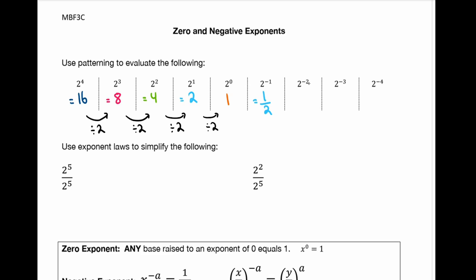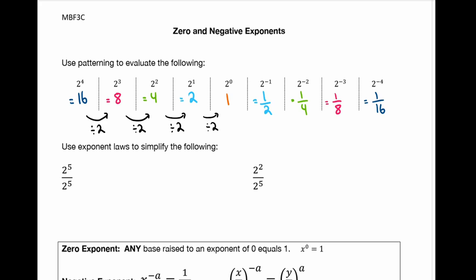2 to the power of negative 2, again continue the patterning, 1 half divided by 2 is 1 quarter. 2 to the power of negative 3, continue that pattern, 1 quarter divided by 2 is 1/8. And lastly, 2 to the power of negative 4, I've decreased my exponent by 1 again. Take the last answer, 1/8 divided by 2, I get 1 over 16.